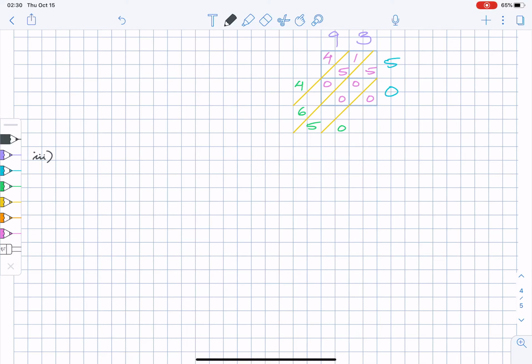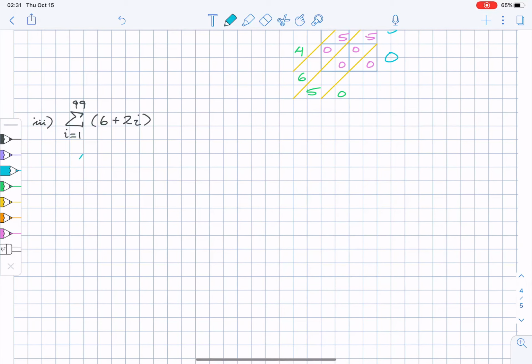Let's say we have the sum, sigma as my index counts from 1 to 99 of 6 plus twice the index. Okay. So we'll have the sum sigma as my index counts from 1 to 99 of 6 plus twice the index.